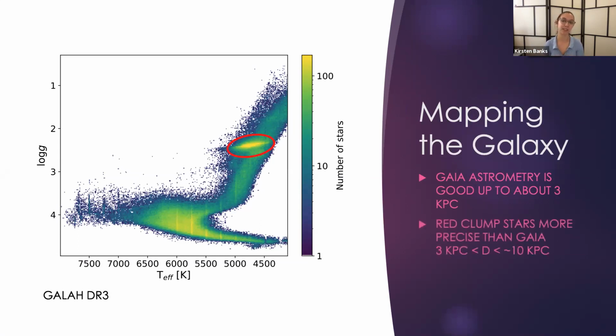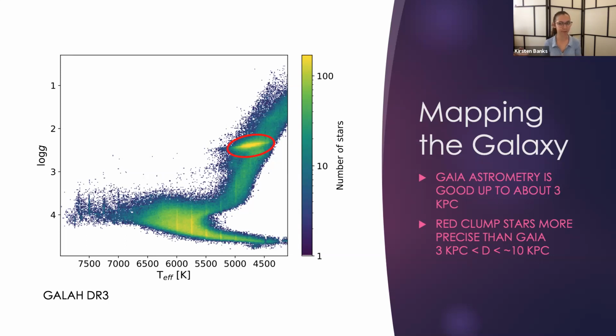Now, these are evolved stars that have undergone the helium flash and now fuse helium in their cores. They're distinct features on both the Hertzsprung-Russell and Kiel diagrams, like the one pictured here using GALAH DR3 stars. And they have very well-constrained surface features such as temperature, log g, and intrinsic luminosity, which makes them very effective standard candles and have been shown to achieve very high precision distance estimates up to about 10 kiloparsecs, with uncertainties of around 6%, which is more precise than Gaia at those same distances.